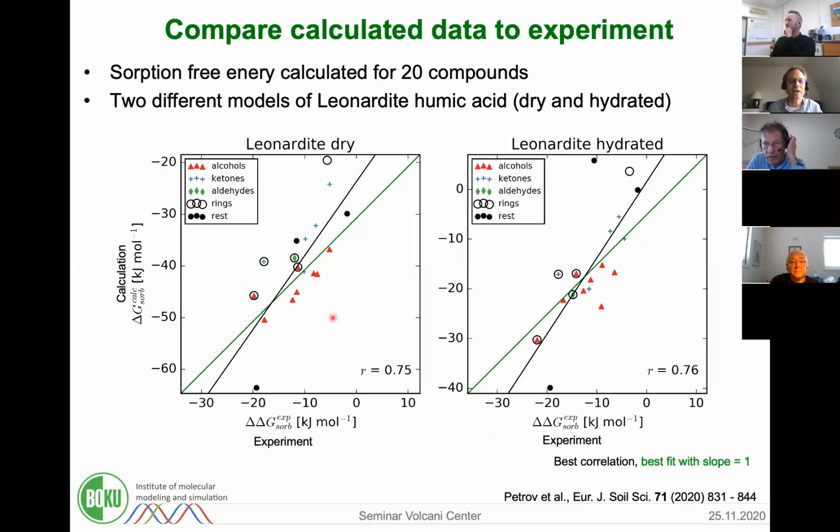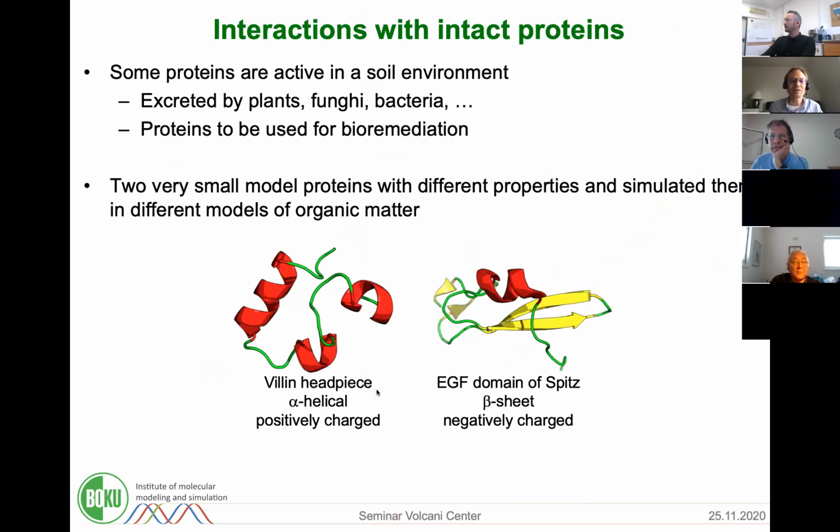So this is actually a very important point of what we can do with these models, that we can also use this to make reasonable predictions. But of course, we can go bigger as well. So we've also been looking at interactions of organic matter with proteins. Some proteins are active in the soil environment, excreted by plants, fungi, bacteria. They do all kinds of things, also to be used in bioremediation.